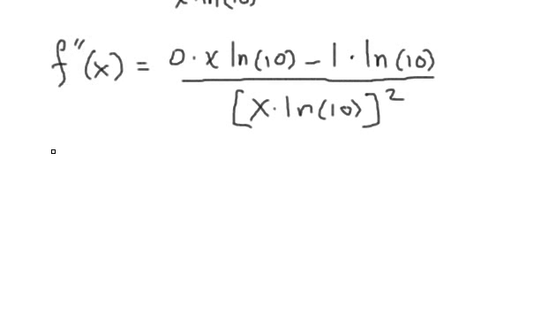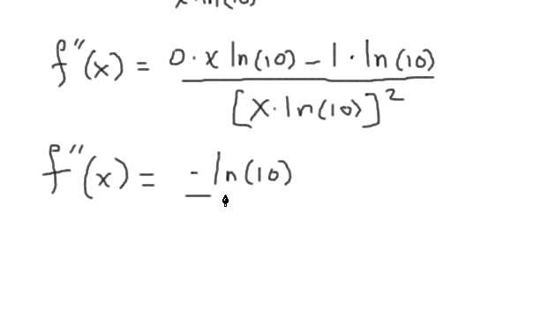Okay, let's clean this thing up. So we have f double prime of x is equal to, so 0 times this stuff here is a 0, and we're just going to be left with a negative natural log of 10 up here in the numerator over x squared, and then we have the natural log of 10, and of course this is all quantity squared down here.